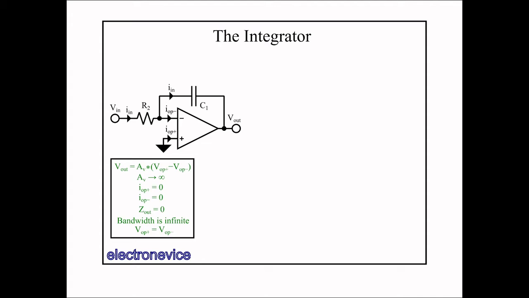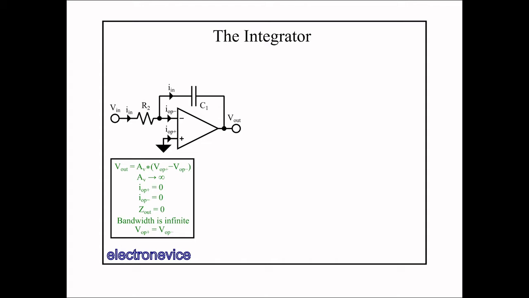Here's the schematic for the integrator circuit. This circuit has the op-amp in inverting configuration, except with a capacitor in the feedback loop rather than a resistor. First, we'll derive the expression for the output voltage, Vout, of this circuit. Then we'll discuss the attributes and applications of this circuit.